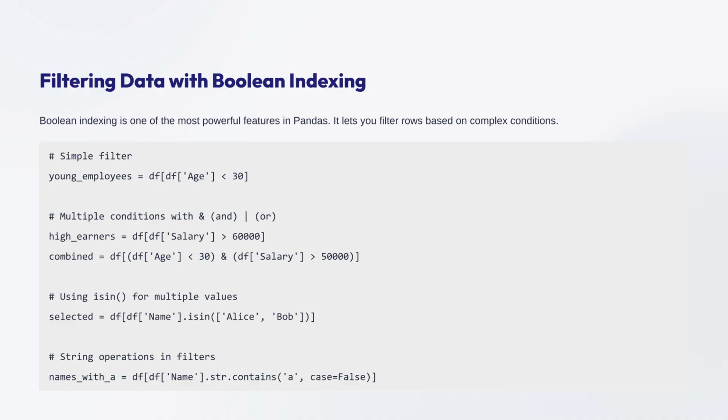Boolean indexing is powerful for filtering data based on conditions. You can use simple filters or combine multiple conditions using the ampersand for and, and the pipe for or. The `isin` method is helpful for selecting multiple specific values.